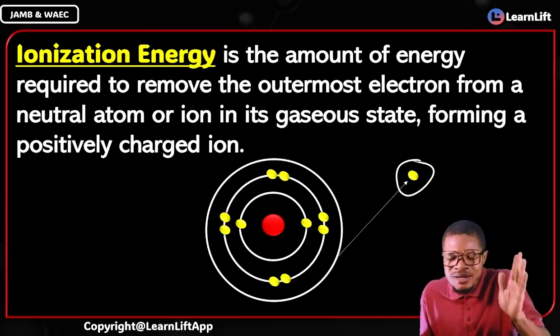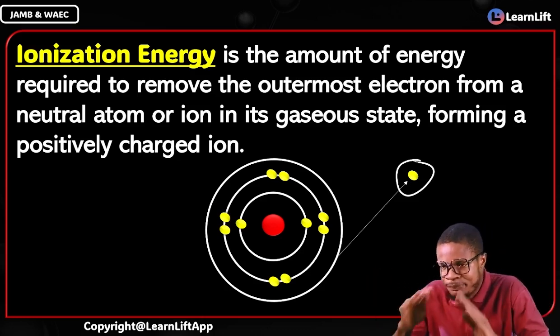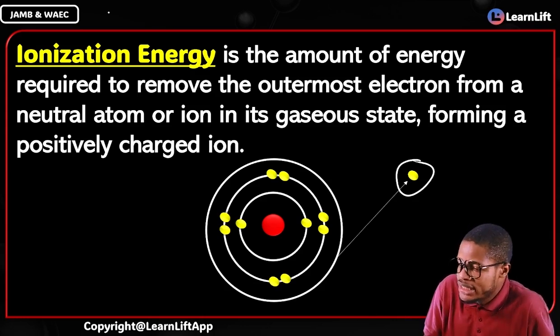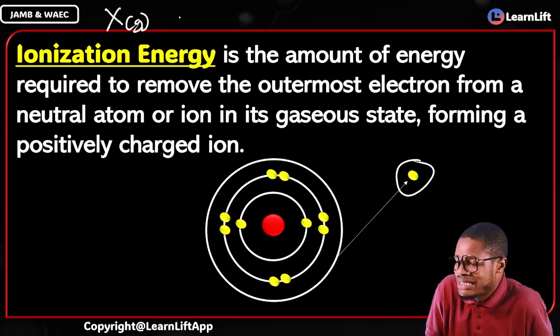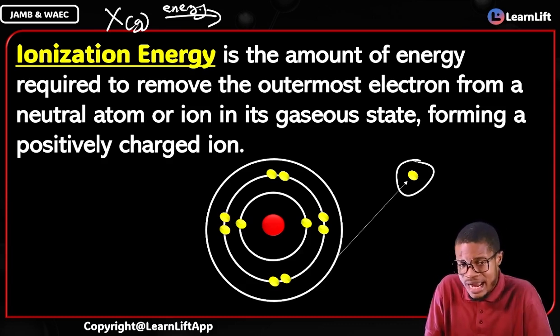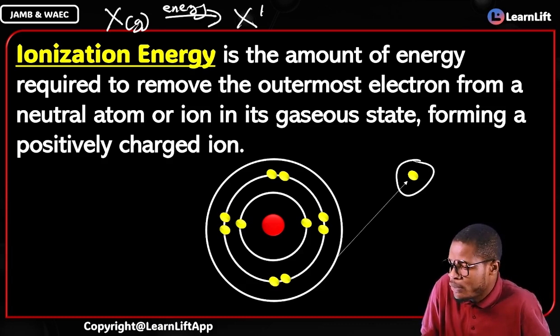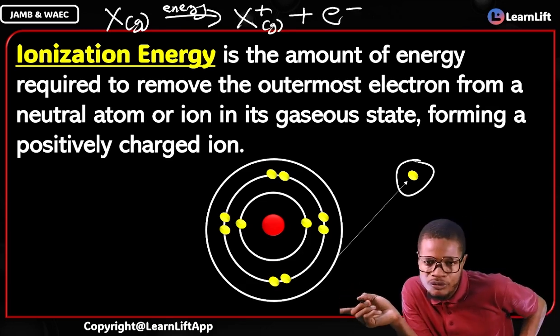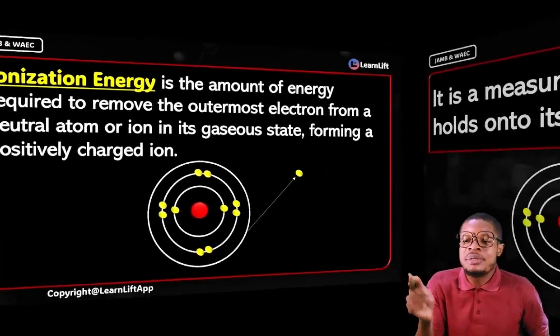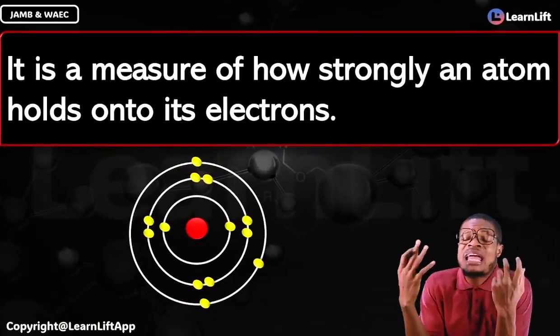For the last time, write the equation for me that depicts ionization energy. What is it? It is your X, gas. What is it going to give us? Of course, energy is going to be accompanying this. It gives us your X positive, gas, plus your electron that is going to be removed from it.